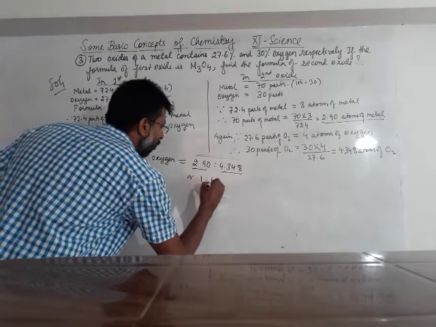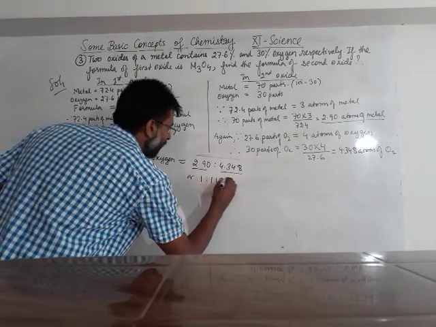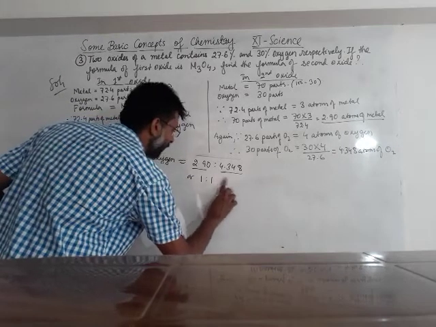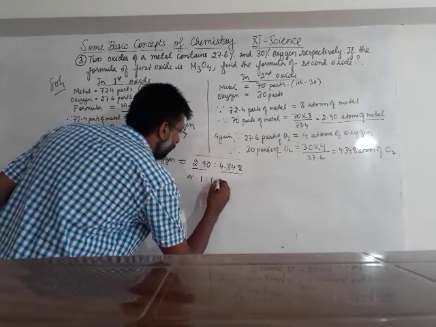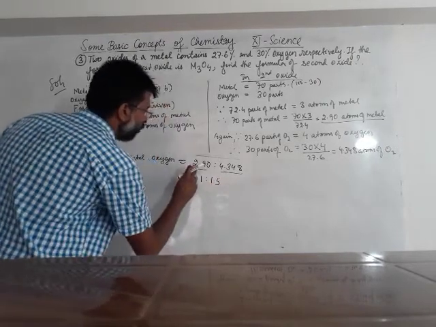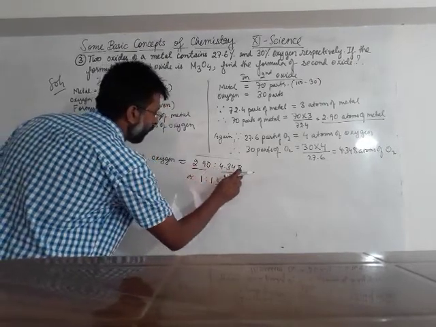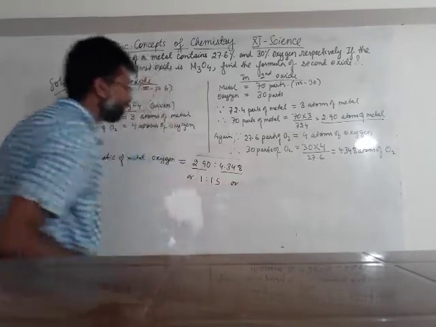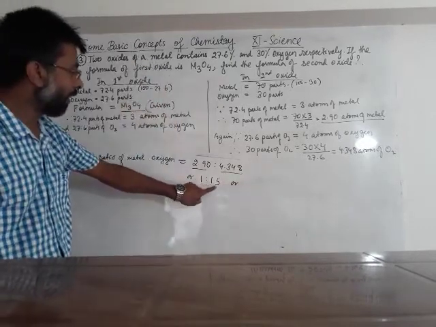Just check. 1 is to, not 1.15, 1 is to 1.5 over here. So 2.90 is to 4.348 will come 1 is to 1.5. Or this is 1.5.